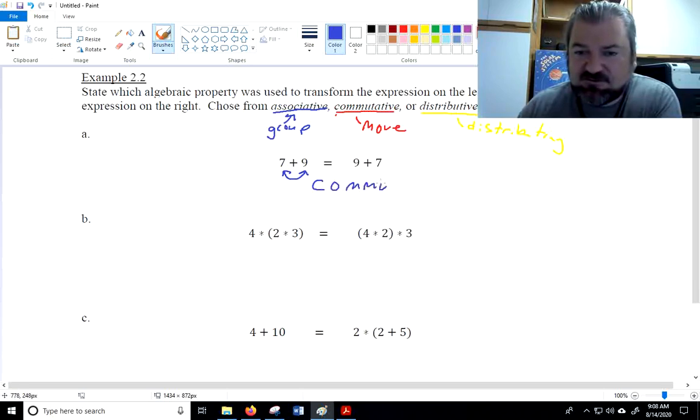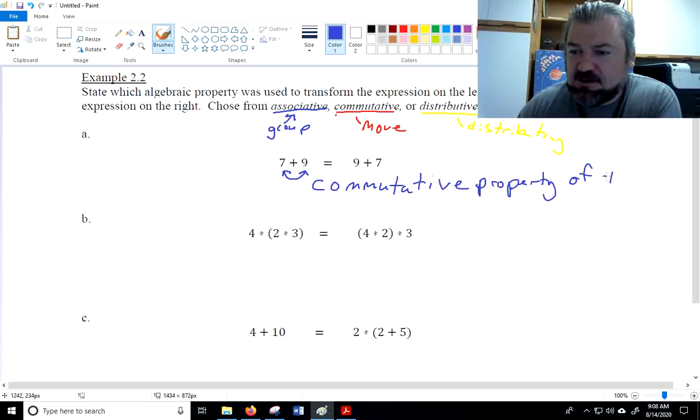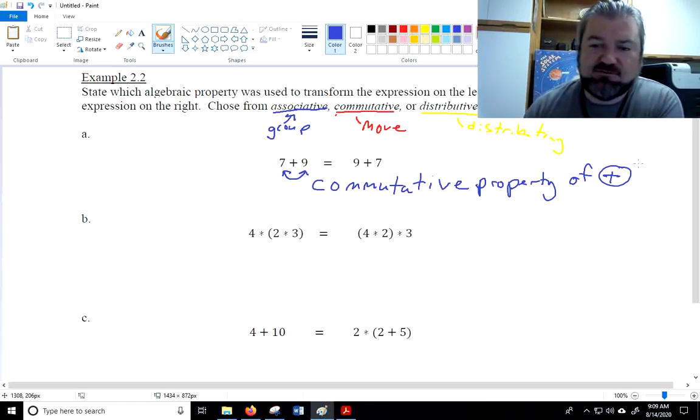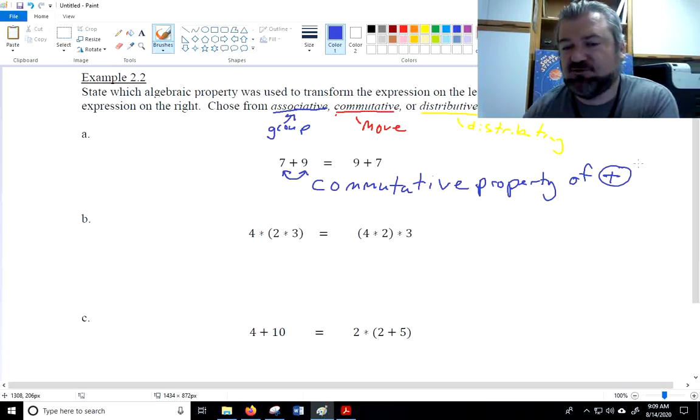Now, if I want to give its full name, this is what we call the commutative property of addition. And it is a good idea to say of addition because not every operator has a commutative property. The addition operator does, but the subtraction operator doesn't. If I change the order, it changes the answer. So we need to realize the commutative property exists for addition and multiplication. So it's a good idea to list which one you're using.